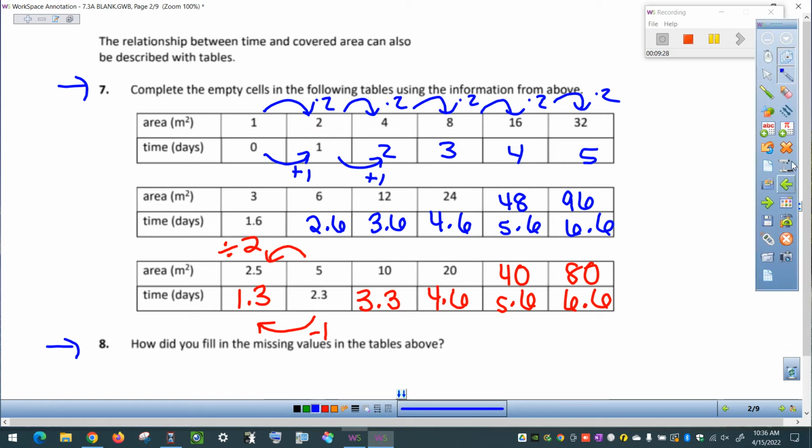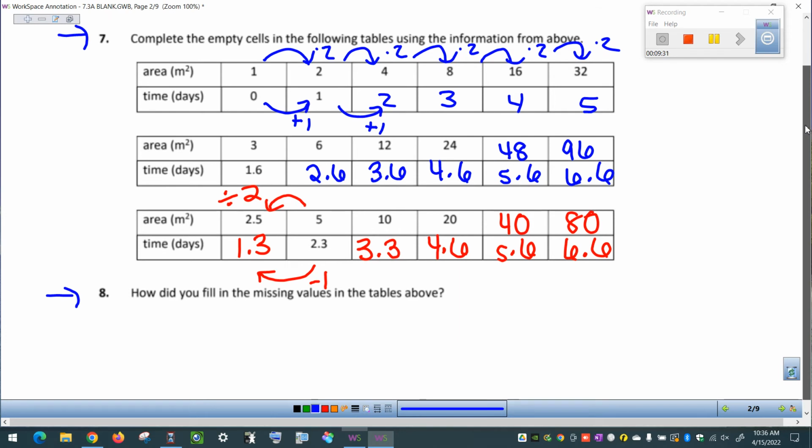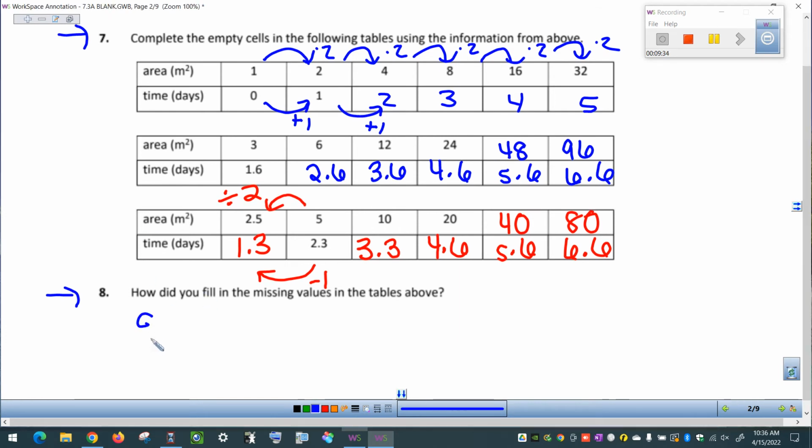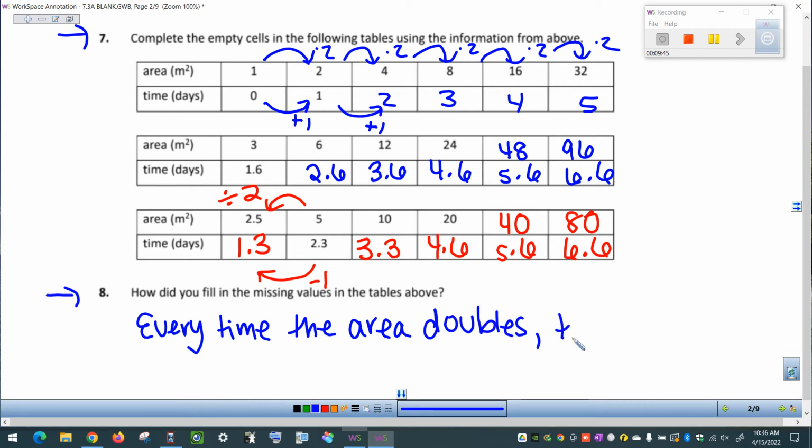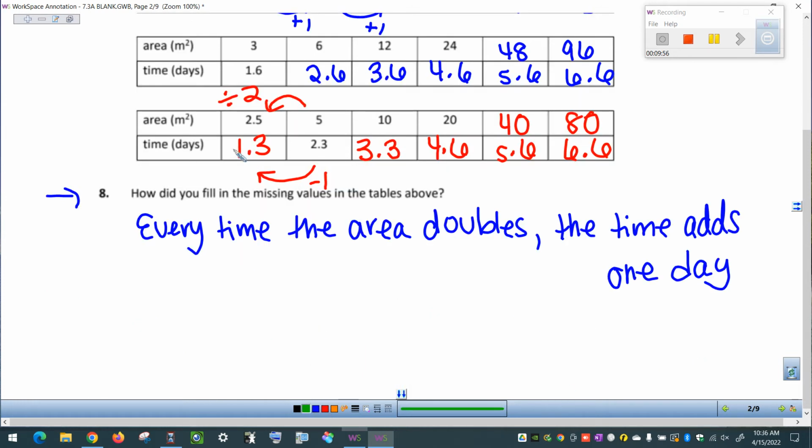And so to summarize how we were able to fill the missing values into our table, I'm guessing you said something like this. I'm going to say here every time the area doubles, you see that the time adds 1 day. And to think about that last situation that we talked about here on the red table, we could even extend this and make a little note here that if the area halves, well, then the time subtracts 1 day.